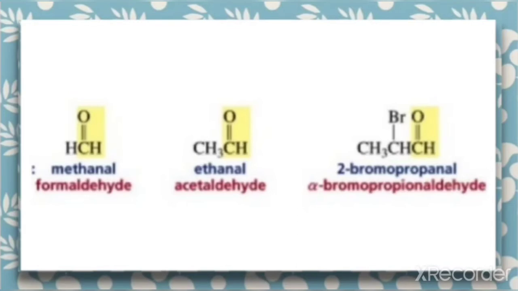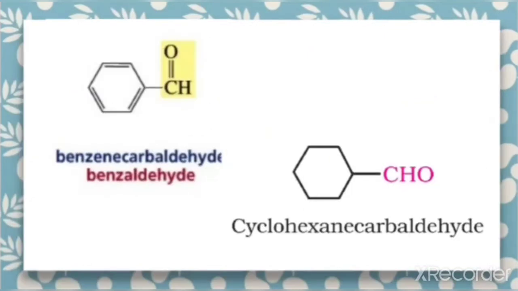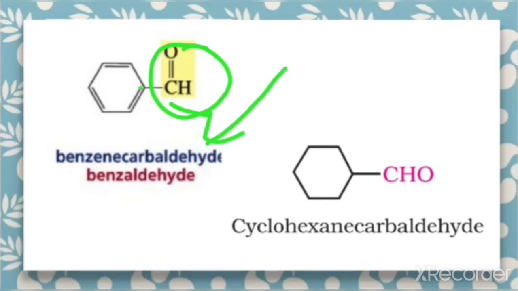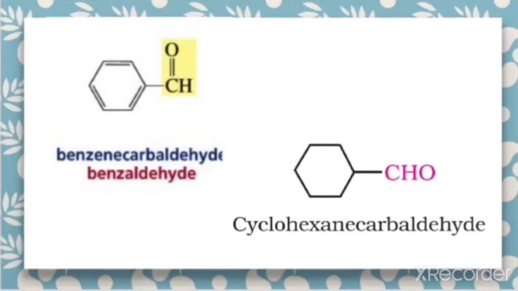But if the aldehyde group is present on a cyclic compound, like this example, where the aldehyde group is attached to one of the carbon atoms of a benzene ring, then it is named benzenecarbaldehyde, or in simple words we usually name it benzaldehyde. In the second example, the aldehyde group is attached to a cyclic compound that is not a benzene ring, because it does not have alternate double and single bonds. It is called cyclohexane.